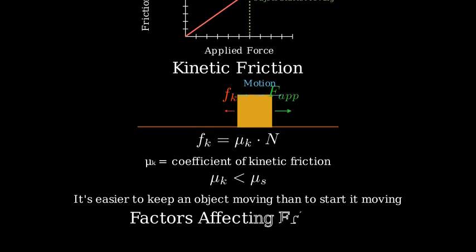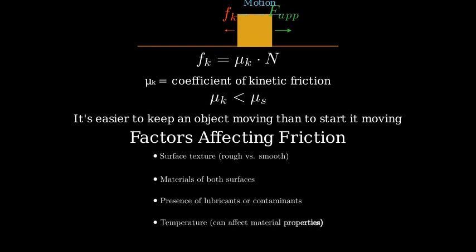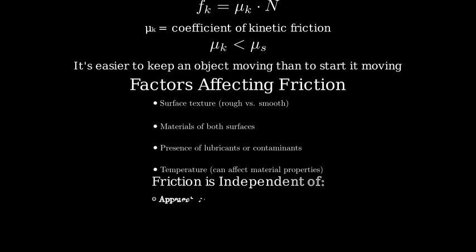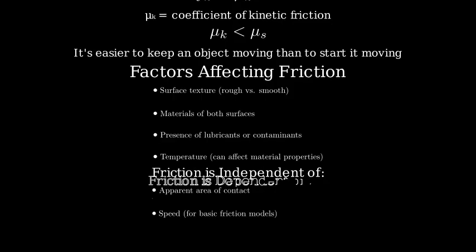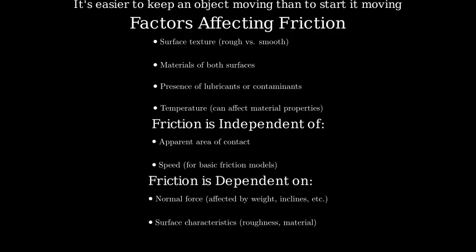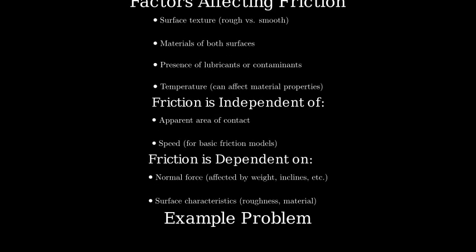What factors affect the amount of friction between two surfaces? The coefficient of friction depends on the nature of the two surfaces in contact. Rough surfaces generally have higher coefficients than smooth ones. Interestingly, the friction force doesn't depend on the apparent area of contact. A larger box with the same weight has the same friction as a smaller box. However, friction does depend on the normal force, which is affected by weight and any other forces pushing the surfaces together. Let's work through an example problem involving friction.